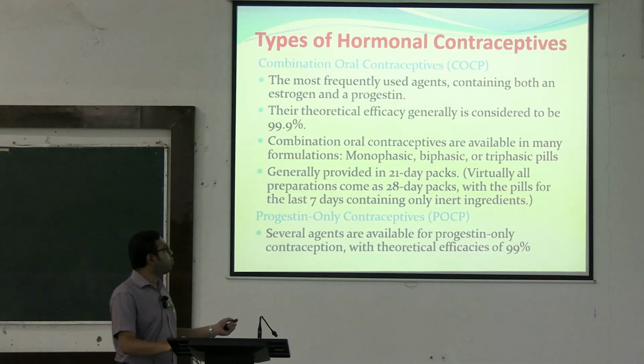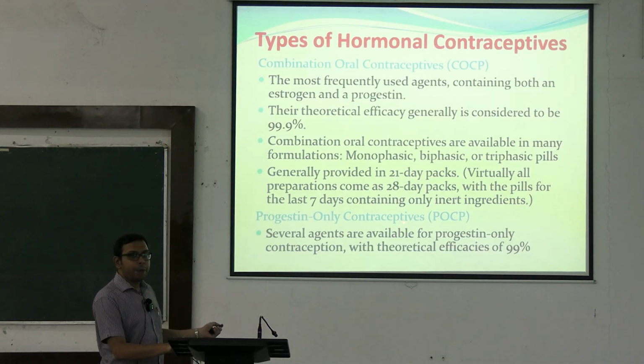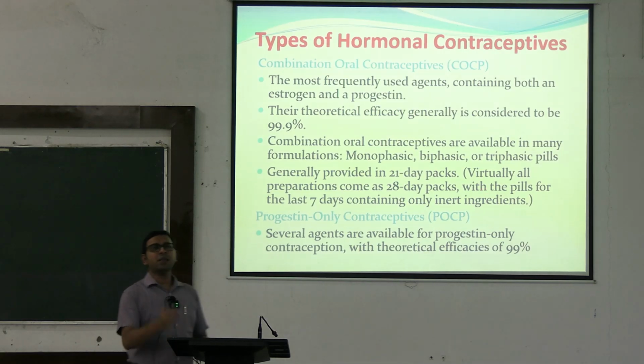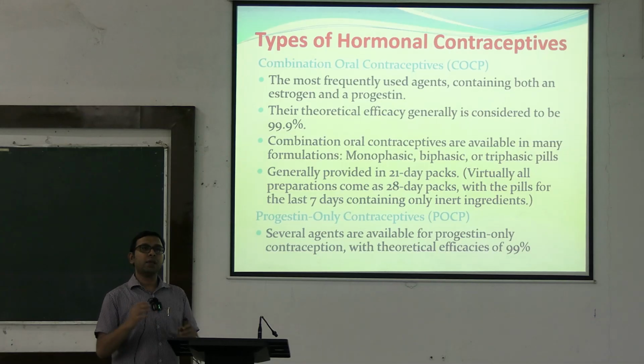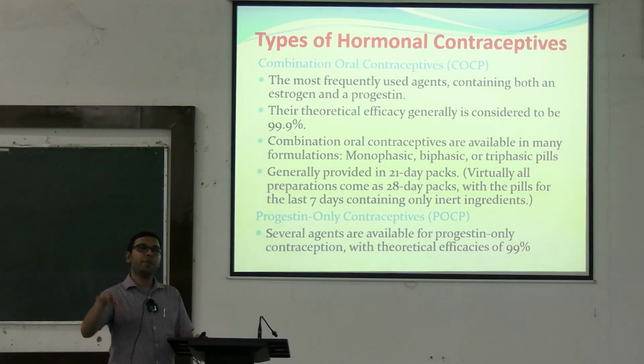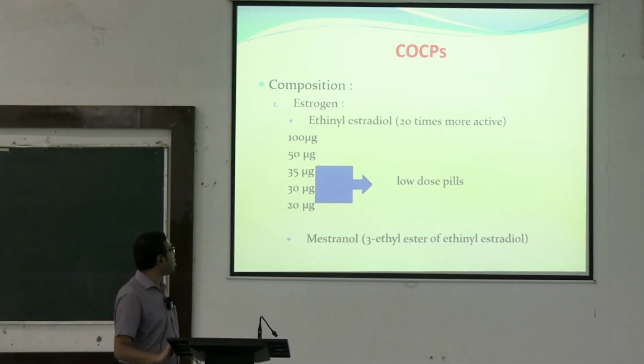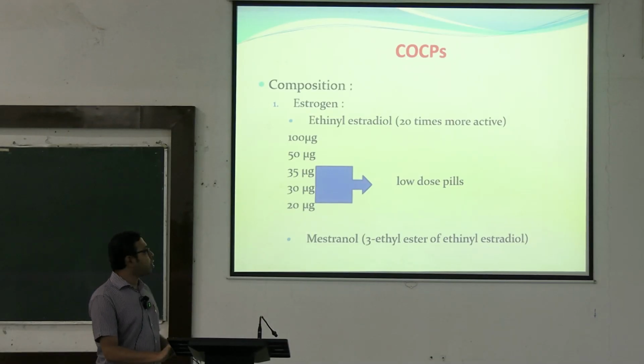Okay. So usually it is given in a 21-day pack. Virtually all preparations come as 28-day packs with the pills for the last 7 days. Usually some inert ingredients, usually some iron tablets are given. Because otherwise, if only the 21 days are given, there may be some missed. So combined oral contraception, estrogen and progesterone, is given.